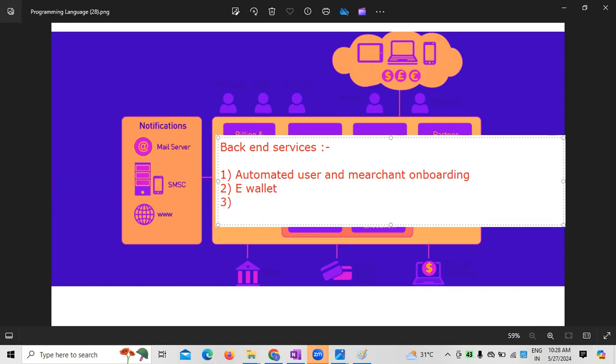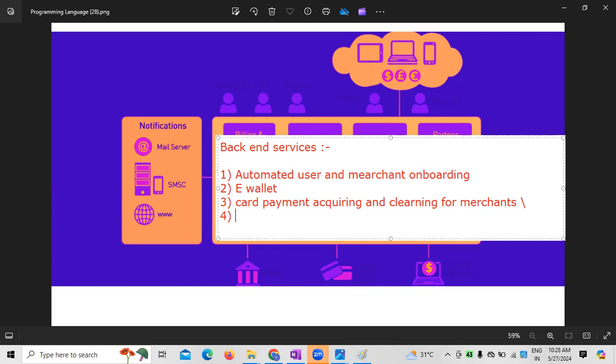Next, we need to create card payment services, wherein whatever card payments we are going to do, right? So card payment acquiring as well as clearing for merchants and everything is also required. This is also one of the key and important elements we need to understand, in the context of the backend services we have to perform.